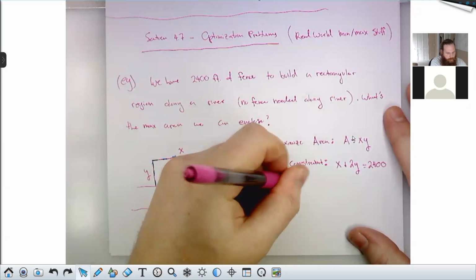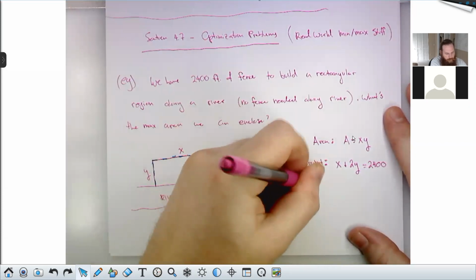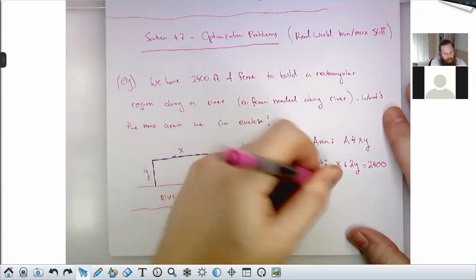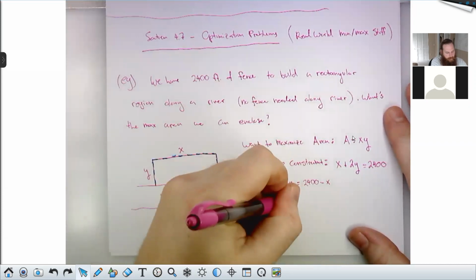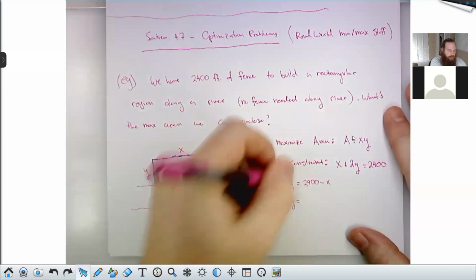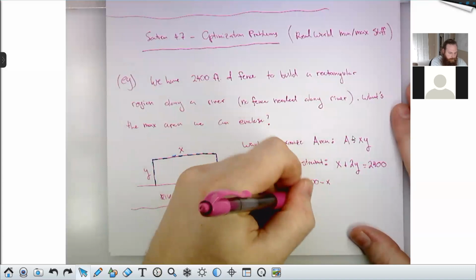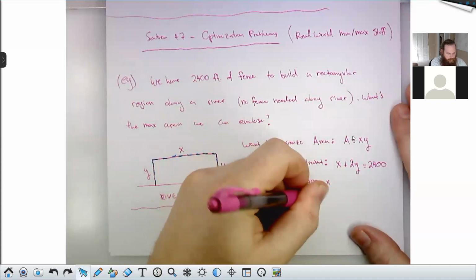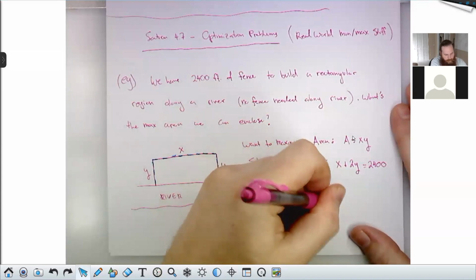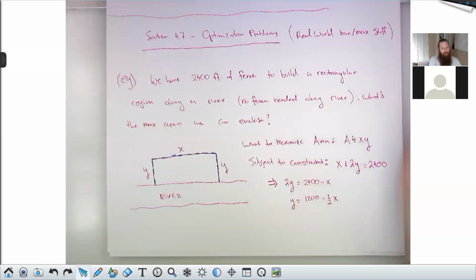This is the same as saying 2y equals 2400 minus x. And then if I divide both sides by 2, that's the same as saying 1200 minus 1/2 x is y. Okay.